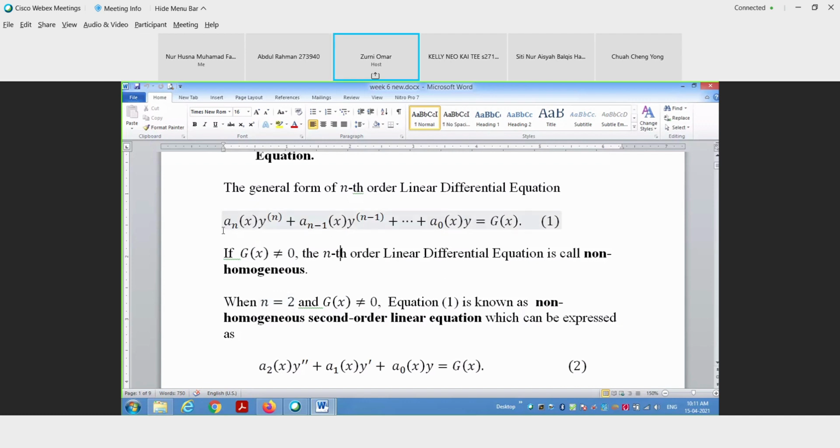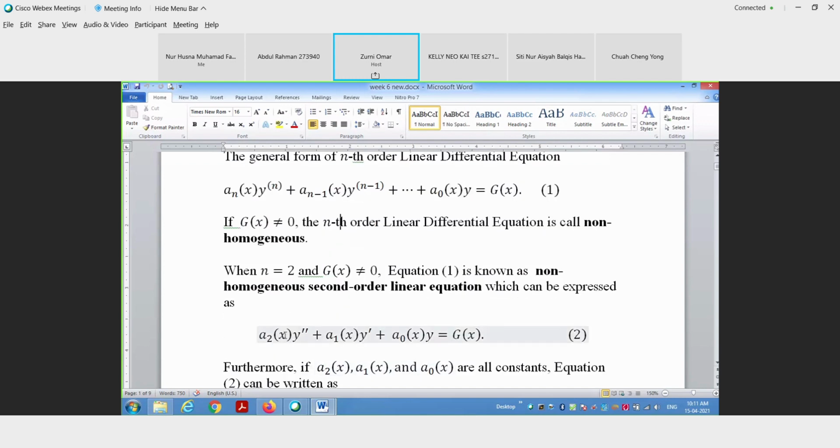So we can reduce equation 1 into equation 2: a2(x) y double prime plus a1(x) y prime plus a0(x) y equals g(x). The highest order is 2. The coefficient of y double prime is in terms of x and constants, free from y. The same goes for the coefficient of y prime, and for the coefficient of y, which is a0(x). There is no y involved.